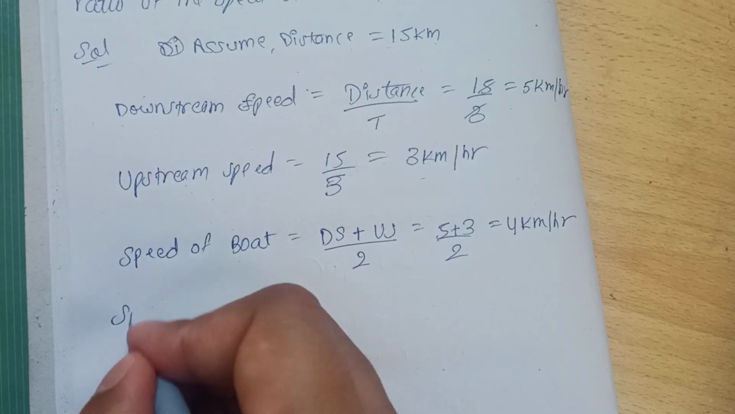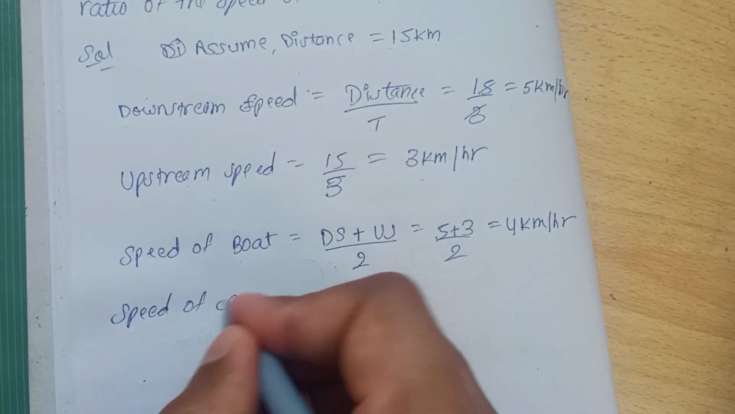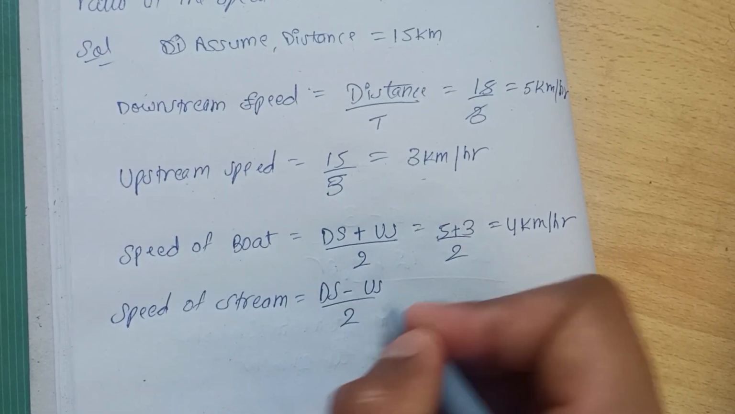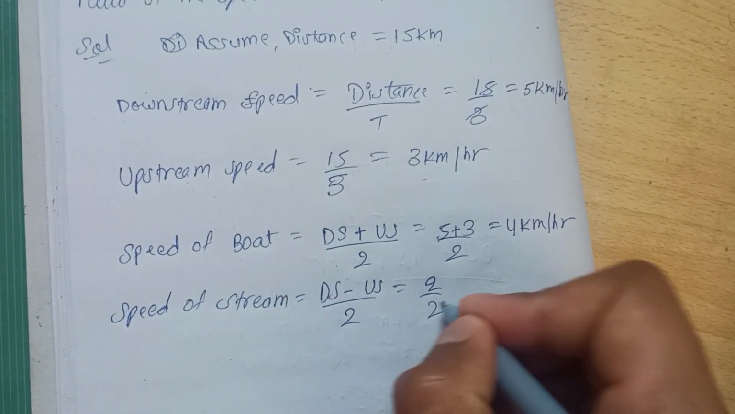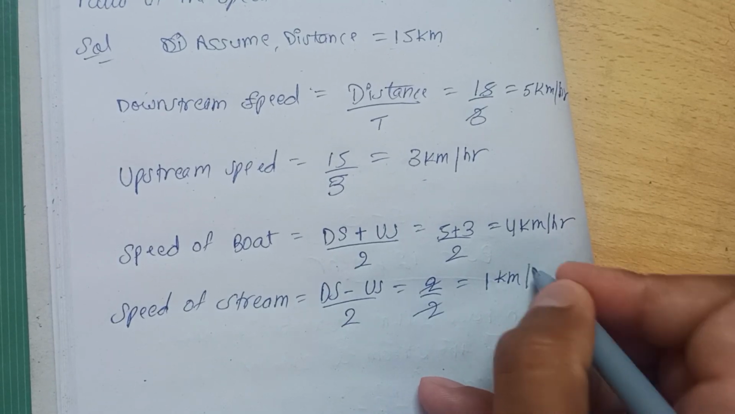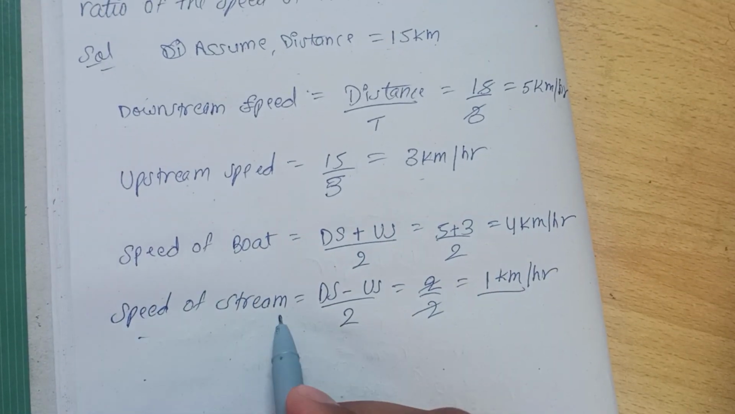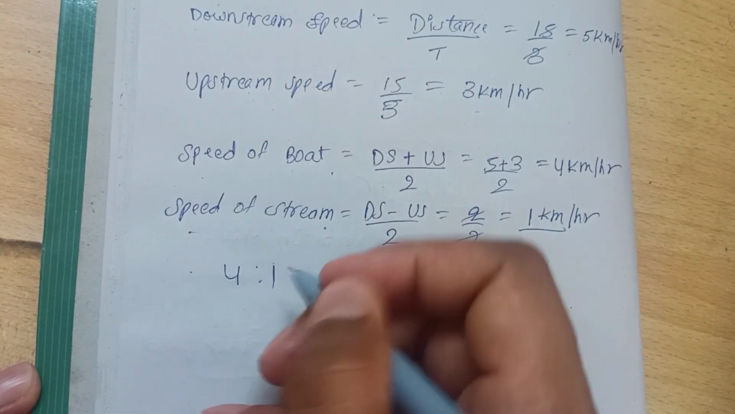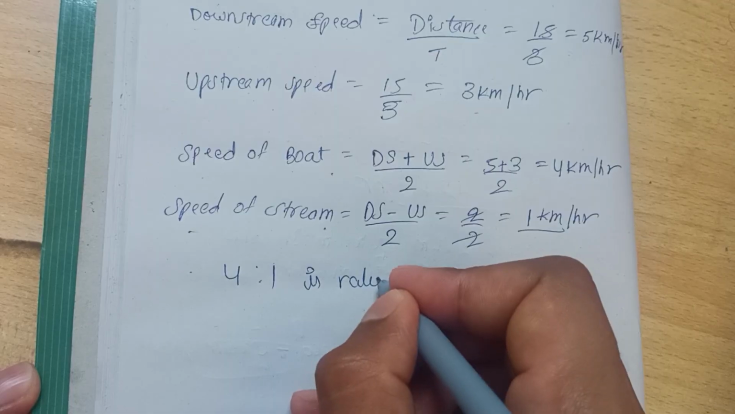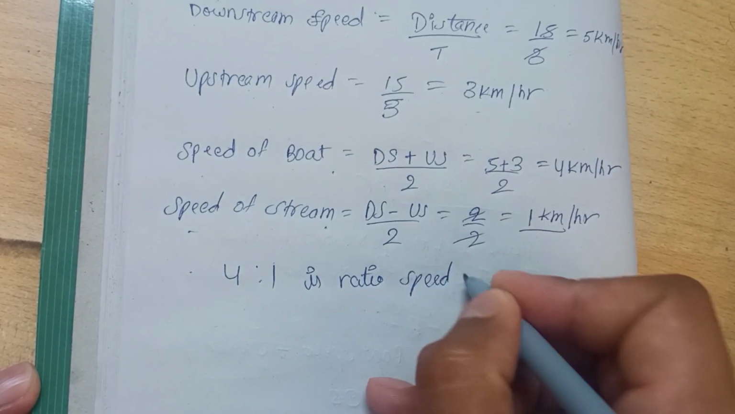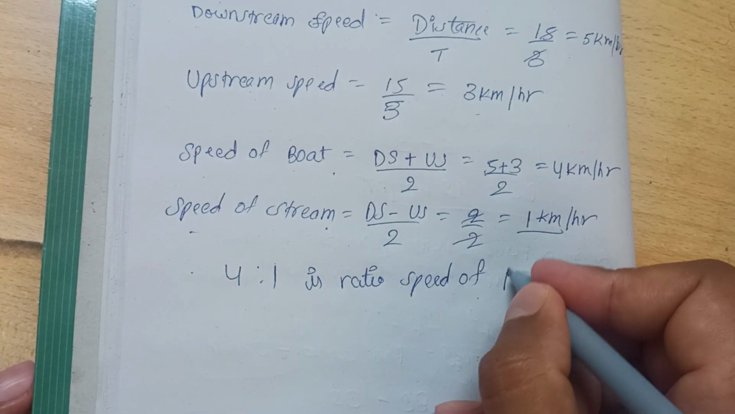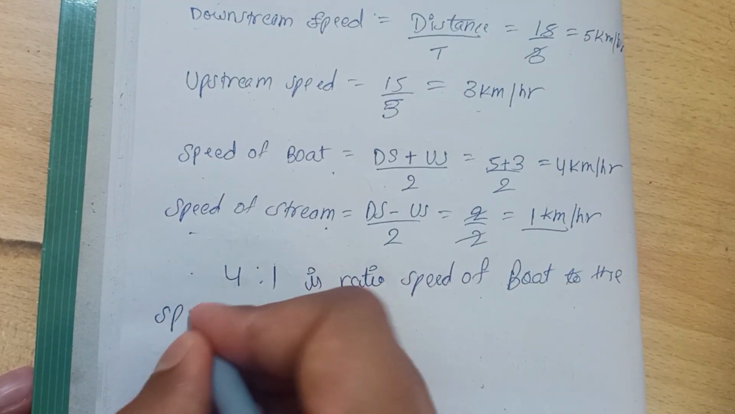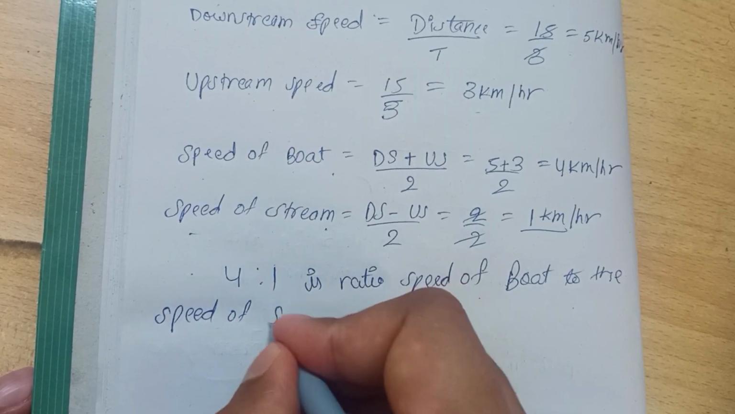And now we will calculate the speed of stream, which we already know is the downstream minus upstream speed divided by 2, which is equal to 2 by 2, 1 kilometer per hour. So we have the speed of stream, we have the speed of the boat, and we will convert them into the ratio. What is the ratio? 4:1 is the ratio of speed of boat to the speed of stream.